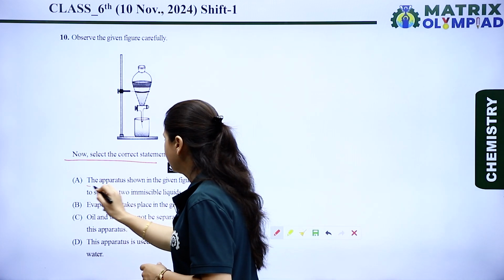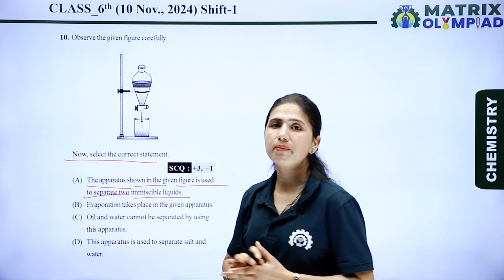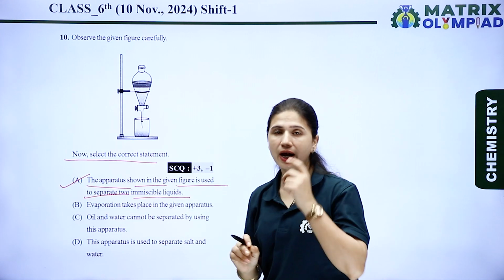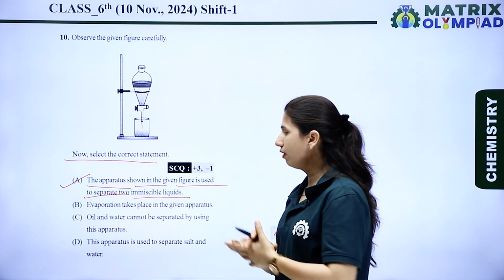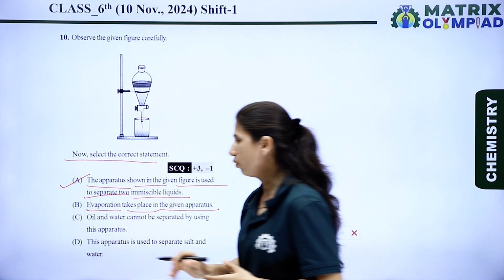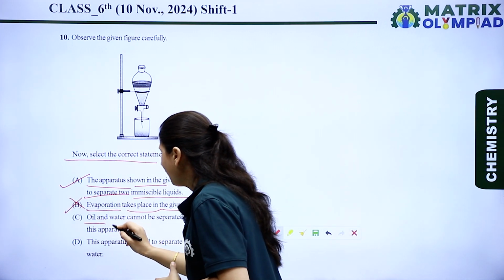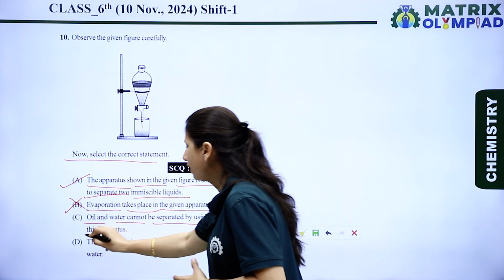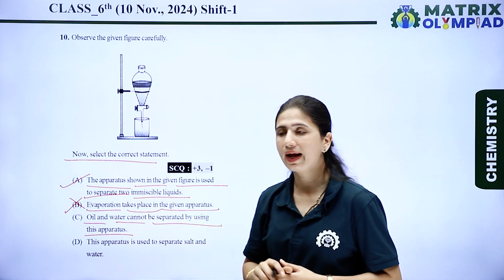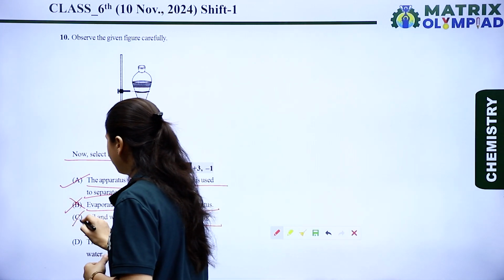First statement: the apparatus shown in the given figure is used to separate two immiscible liquids. Yes, it is a completely correct statement, and this process is known as the separating funnel. Next: evaporation takes place in the given apparatus. No, evaporation does not take place in this apparatus. Next: oil and water cannot be separated by using this apparatus. No, this is a completely wrong statement, because oil and water can be separated by using this method.